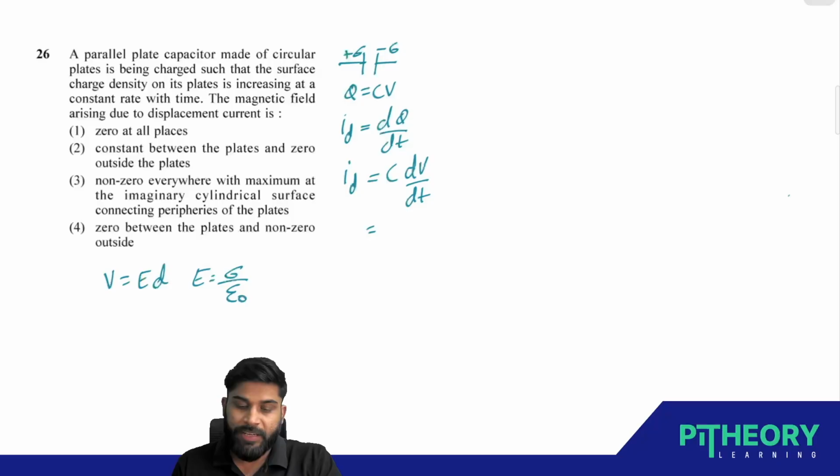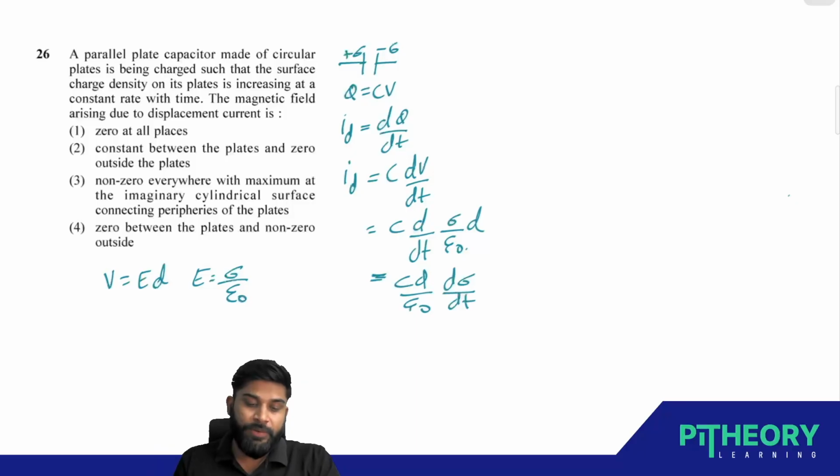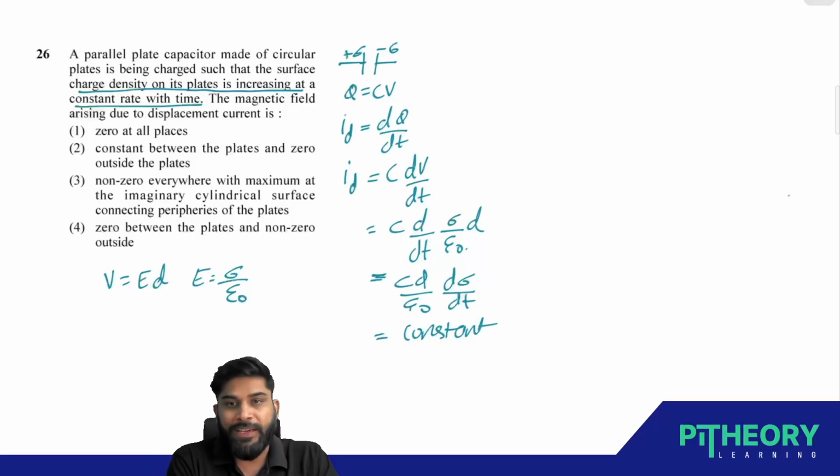So this relation becomes C into d by dt of sigma by epsilon zero, where V is nothing but E into d. Here d and epsilon zero are constants, so you can write C into d by epsilon zero, d sigma by dt. Now, what is given in the question? The charge density is increasing at a constant rate with time. That means d sigma by dt is also a constant. In general, the displacement current is basically a constant current.